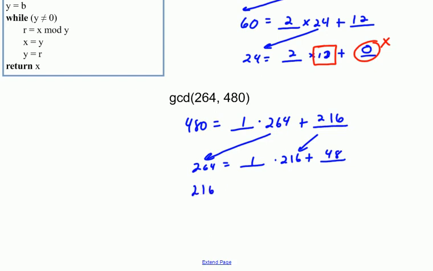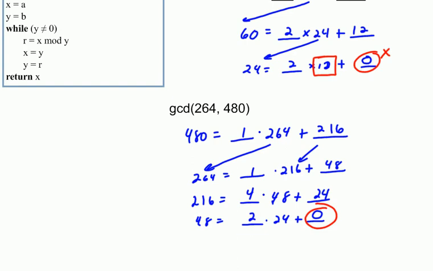Shift over: 216 divided by 48, quotient and remainder. Turns out that 4 times 48 is 192. That leaves 24 behind as the remainder. 48 equals quotient and remainder when divided by 24. We get 2 times 24 and we get a 0, right? The 0 is the key to tell us we can stop doing this. The 24 is the answer.